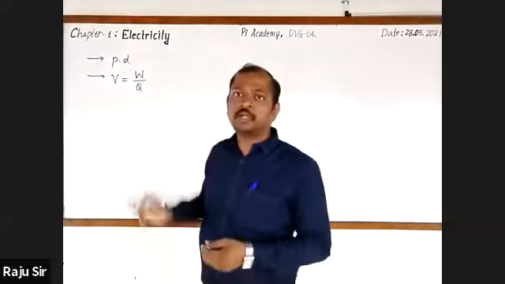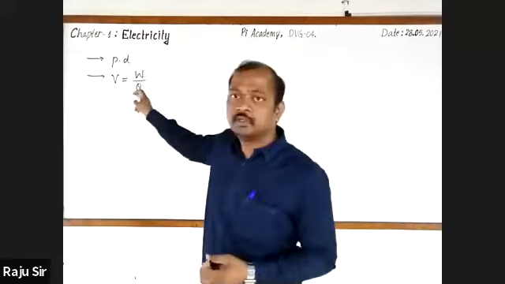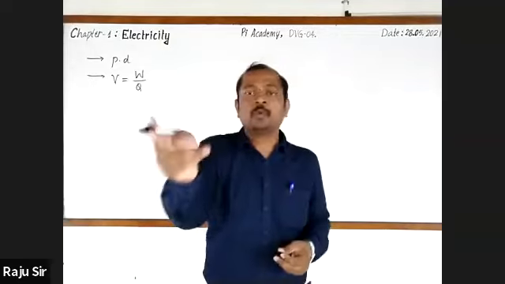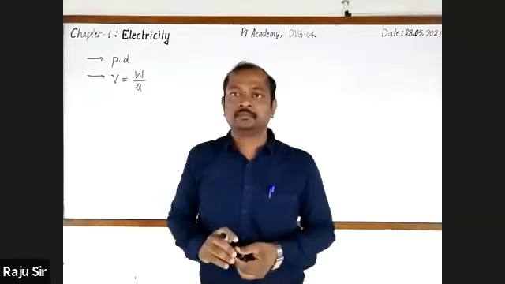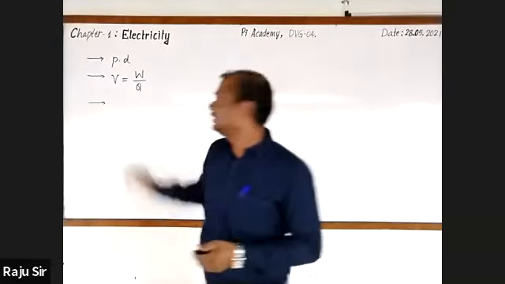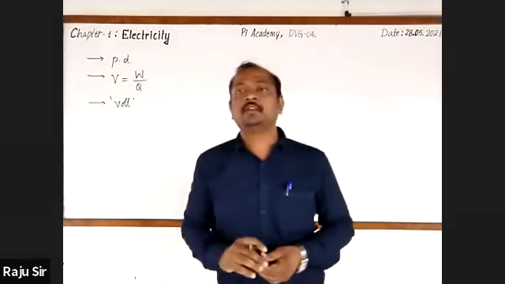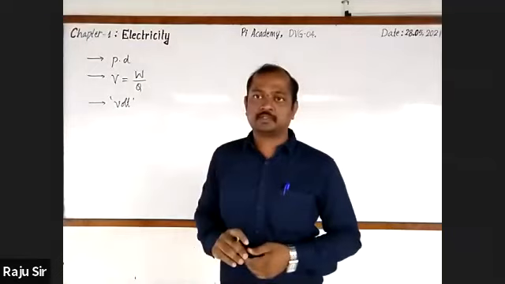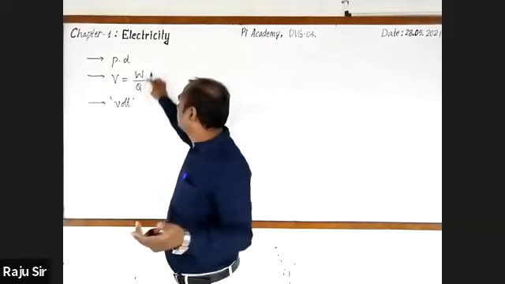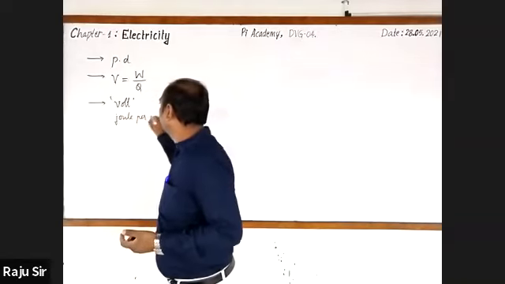where W is work done in moving a charged particle from one point to another point, and Q is quantity of charge. That is, what quantity of charged particles will be moved from one point to another point in an electric field. And it can be measured with a unit called volt. This is the system of international unit of potential difference. And its actual unit is joule per coulomb.